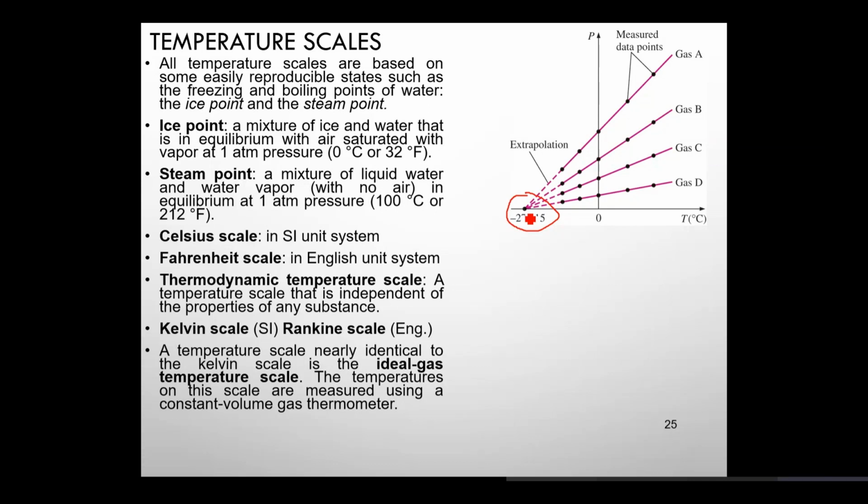This value of minus 273.15 is now independent of the characteristics of the system that you are using, whether you are using gas A, gas B, gas C or D, whatever gas, this value would remain the same. It is independent of the characteristics of the system. As it was mentioned over here, a thermodynamic temperature scale is a scale in which the temperature is independent of the properties of the system. This is the point which is closely related to the thermodynamic temperature scale.